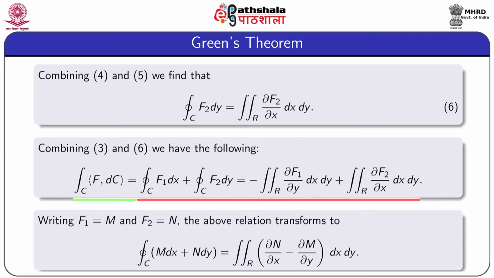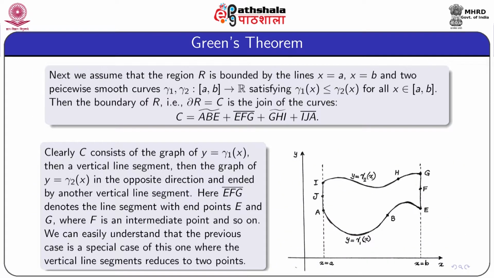Combining 3 and 6, we find that the line integral of f over C equals the integral over C of f1 dx plus the integral over C of f2 dy, and this equals minus the double integral over R of ∂f1/∂y dx dy plus the double integral over R of ∂f2/∂x dx dy. We write f1 equal to M and f2 equal to N. Then the above relation transforms to the line integral over C of M dx plus N dy equals the double integral over the region R of (∂N/∂x minus ∂M/∂y) dx dy. Now, we consider another curve.